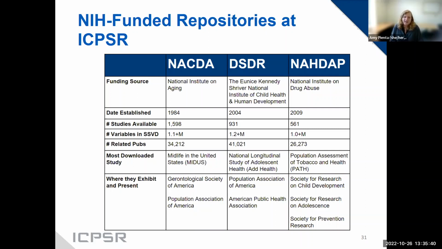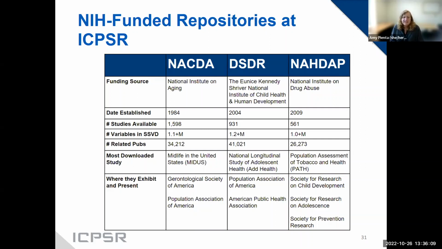There you can see as well descriptions of the number of studies that are available in each of these repositories, and the number of variables, as well as the publications, the impact of the data that we've been able to associate back with the data. Some of those would be collected by the investigator or published by the investigator who collected the data, but also this includes any reuse of the data that we are able to identify.